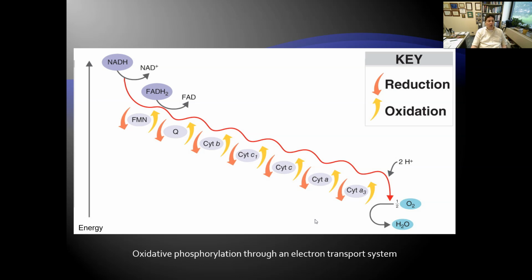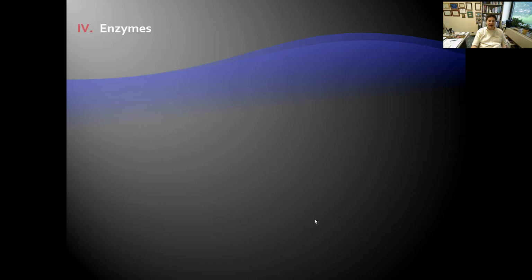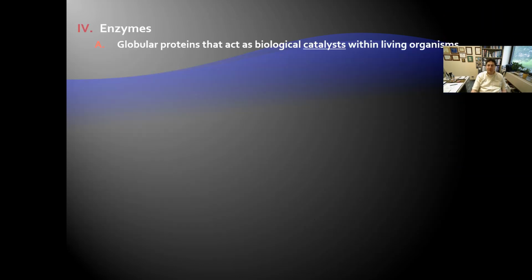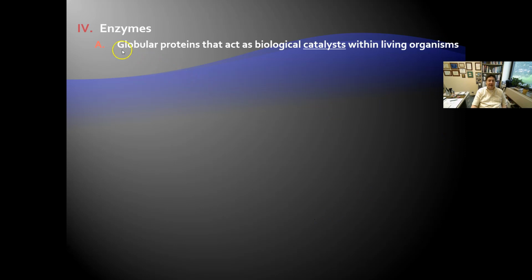Now, all these reactions require enzymes. As we talked about a little bit earlier, enzymes are globular proteins. They have kind of a globular blob-like shape. They're globular proteins that act as a catalyst in living systems. Now, a catalyst is something that speeds up reactions. So all enzymes are proteins. Not all proteins are enzymes.